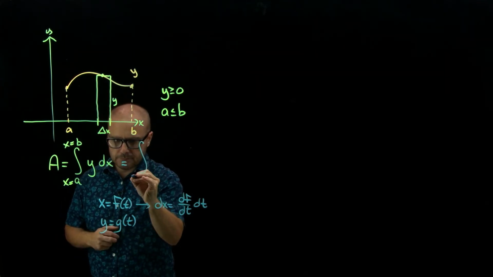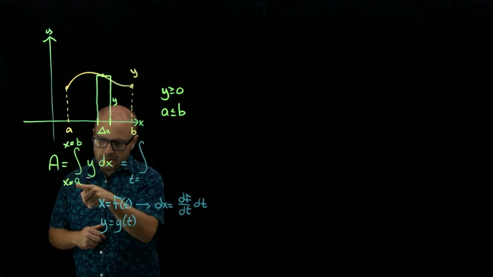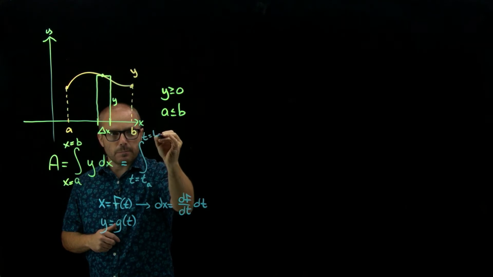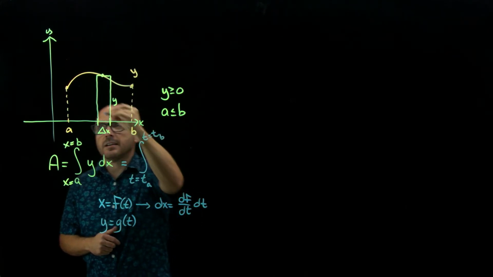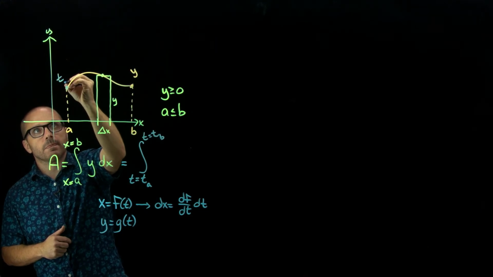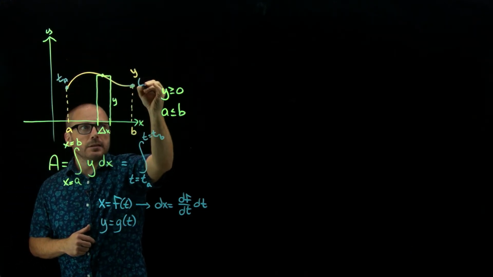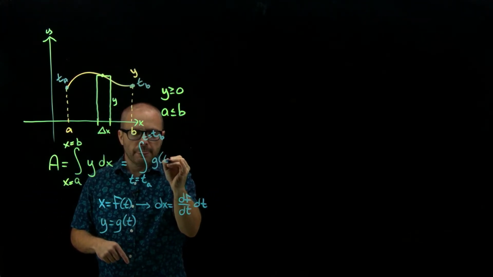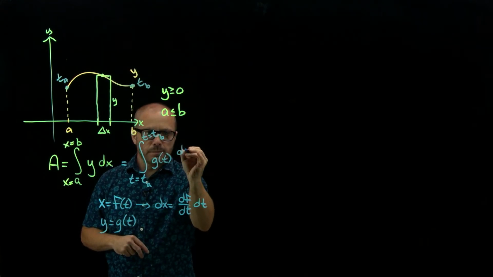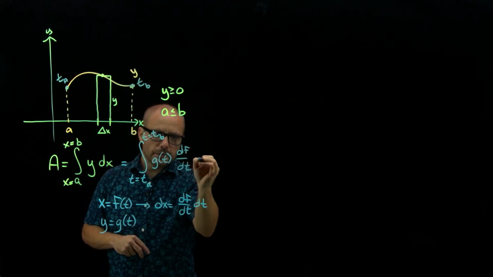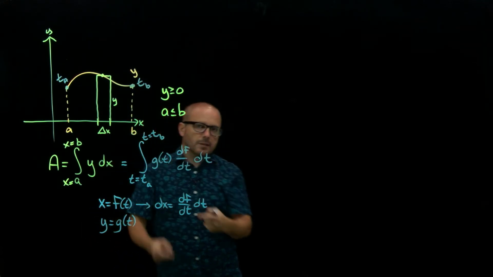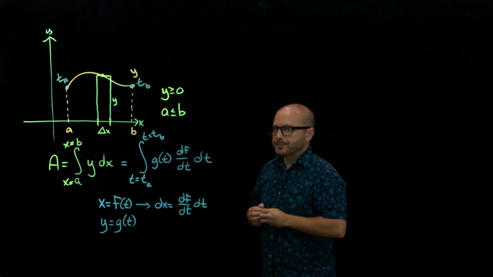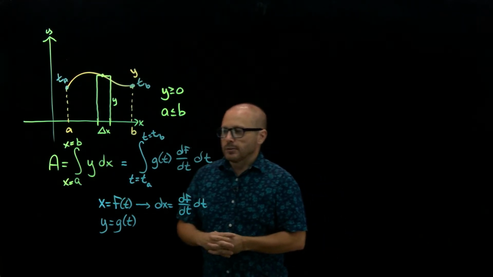Now, I'm going to call the starting value some t sub a and the ending value some t sub b, just to remind myself that that's the t when I'm right here, and the other one is the t when I'm right here. Right? y is just g of t, and dx is the derivative of f with respect to t, dt. So we can simply convert that equation over from a Cartesian form to a parametric form. Now, here's where we have to be careful.